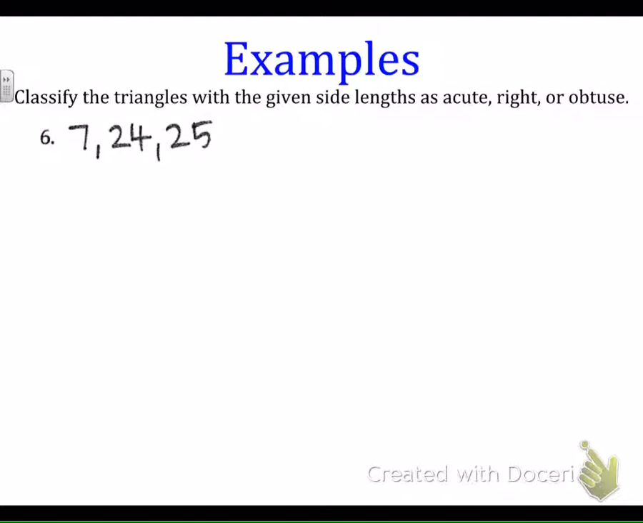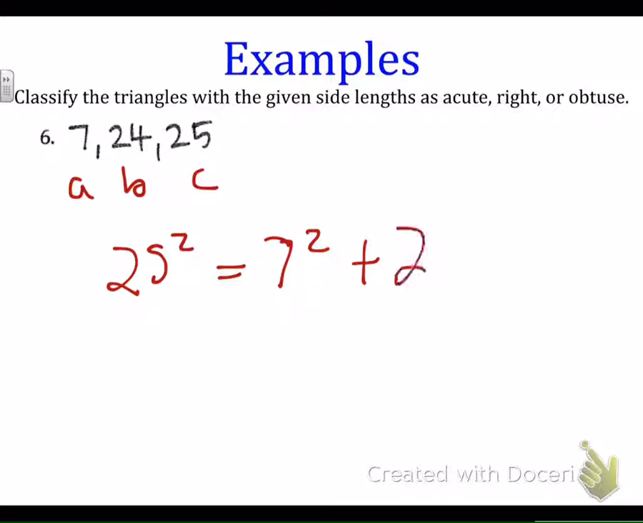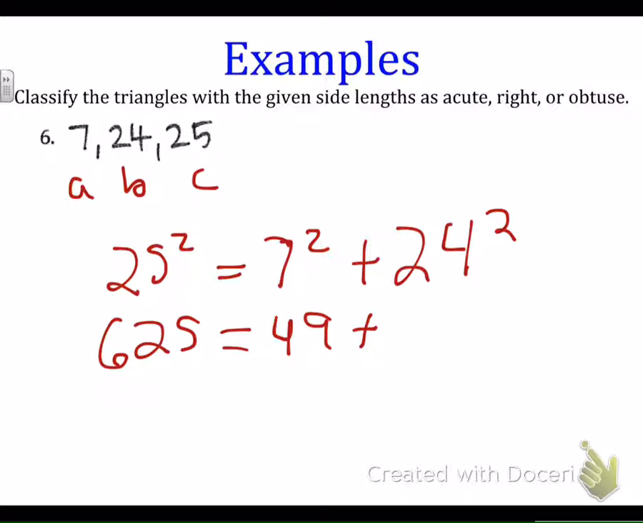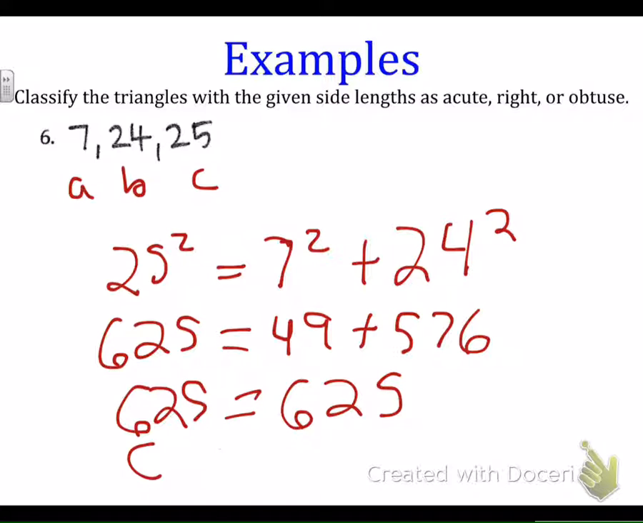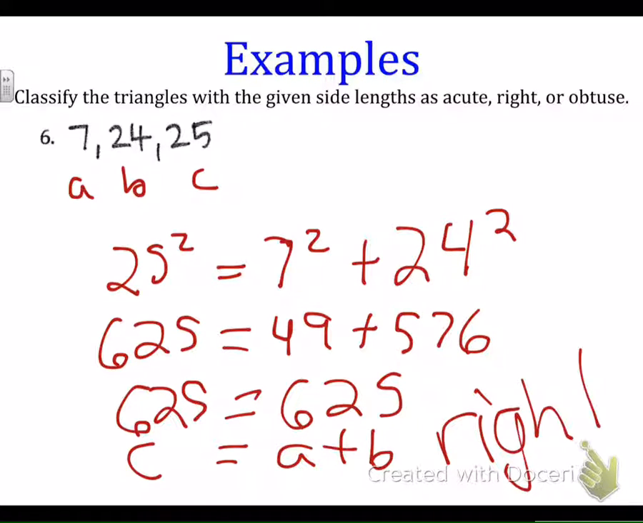Alright, last one. So let's identify the a, the b, and the c. So 25 squared compared to 7 squared plus 24 squared. So 625 compared to 49 plus 576. So 625 is equal to 625. So the c side is equal to the a plus b side. So this is a right triangle.